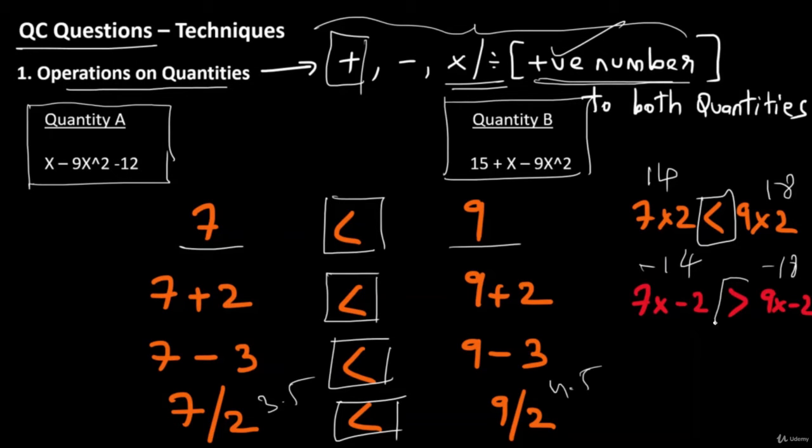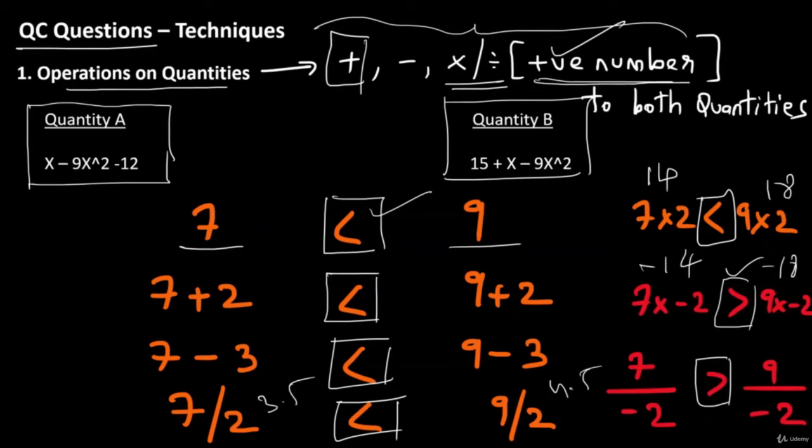So you can see that the sign is changing, right? Over here we had less than and over here we are having greater than. That's why we don't do this with negative numbers. And the same holds true if you divide by a negative number. Say 7 by minus 2 and 9 by minus 2, you can see that the sign is reversing. Alright, so we have seen the reason behind this.